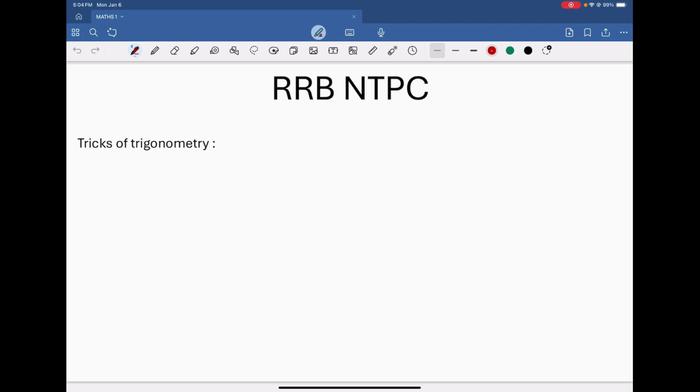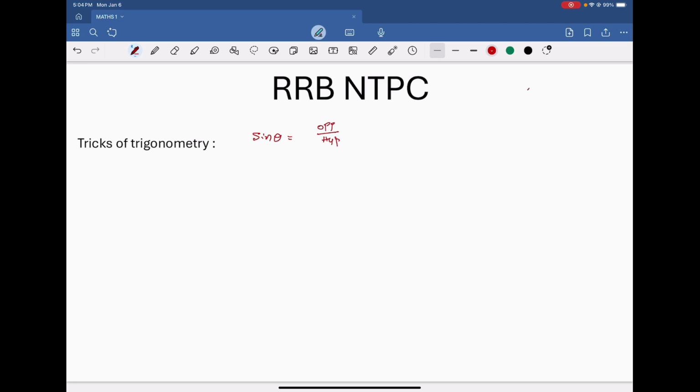And also we will be discussing sin 2 theta, cos 2 theta, tan 2 theta, sin A plus B, cos A plus B, tan A plus B, cosecant A plus B, secant A plus B, and we will extend this to sin 3 theta and others.